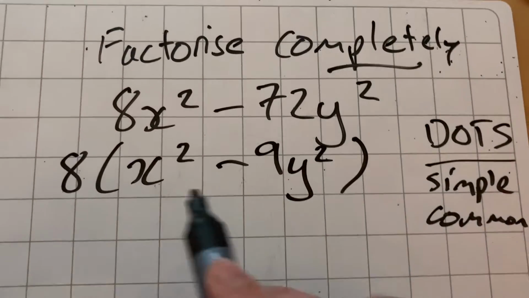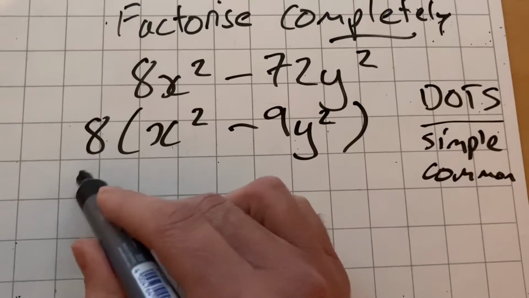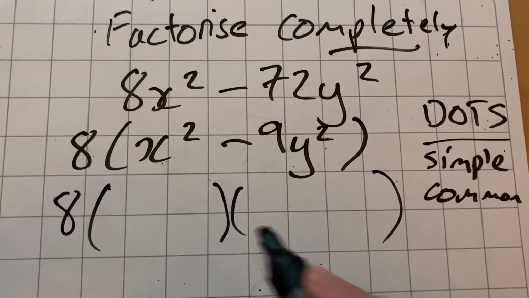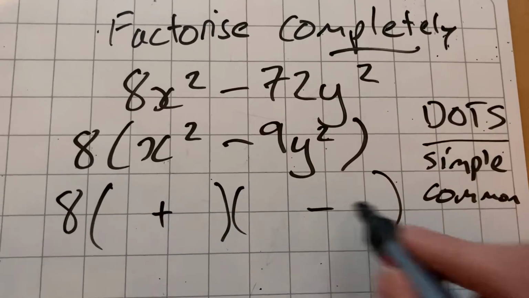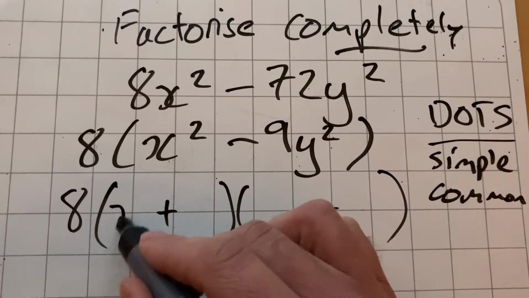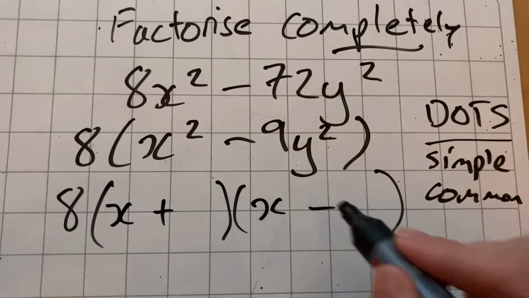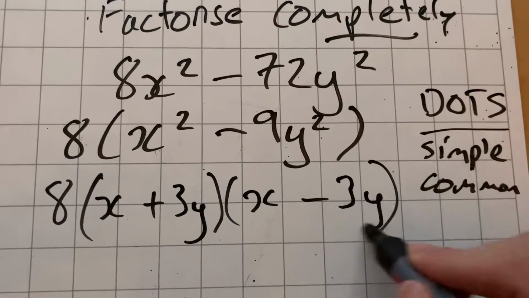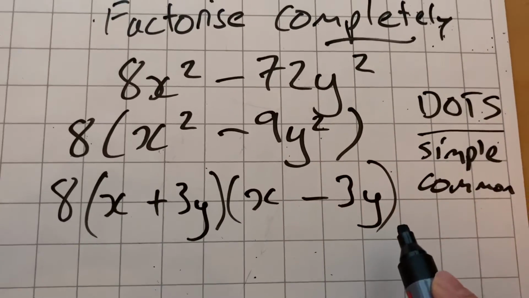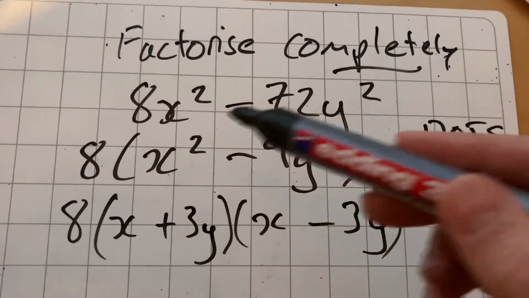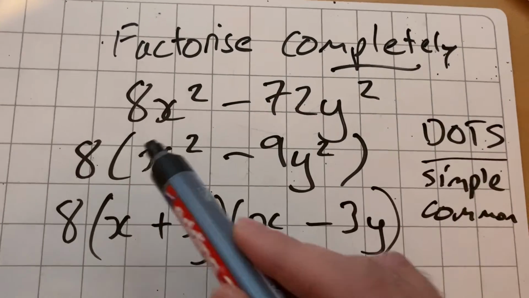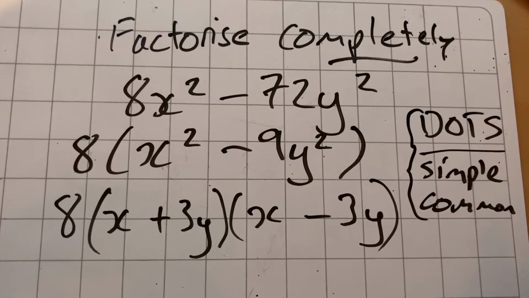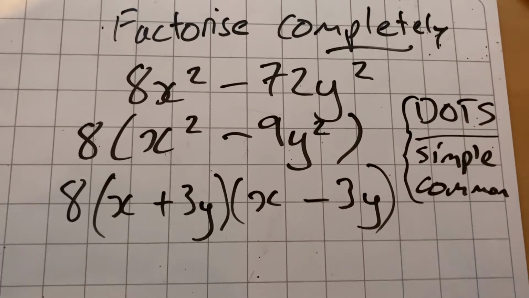Okay, now we've got our difference of two squares. So now I'm going to look for two brackets with a term in each where I change the sign. Plus sign there, minus sign there. x squared is x times x. 9y squared is 3y. And that's the answer. So the completely or the fully is because we've had to do two things. Take out a common factor and then use difference of two squares. Those two steps there.